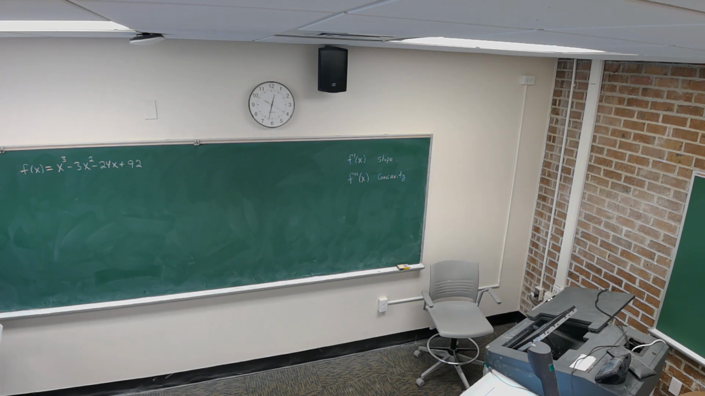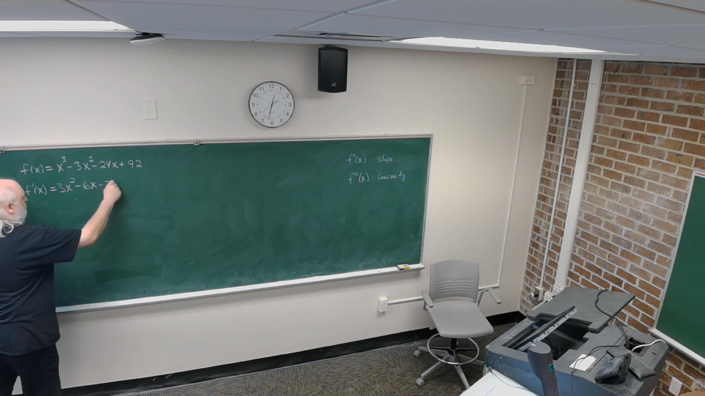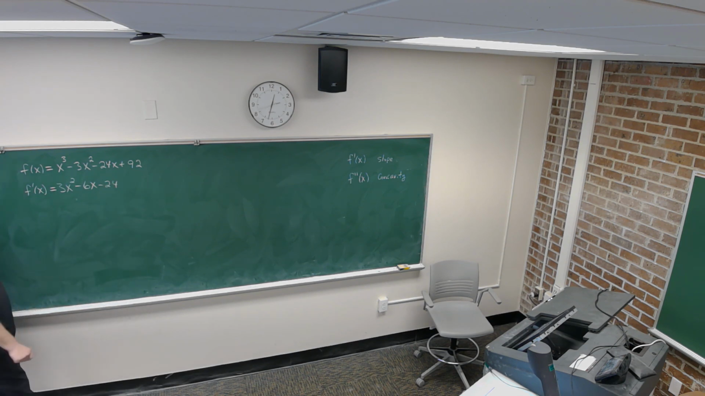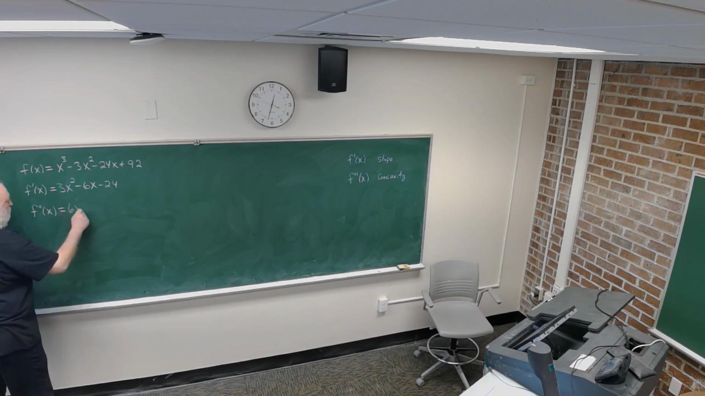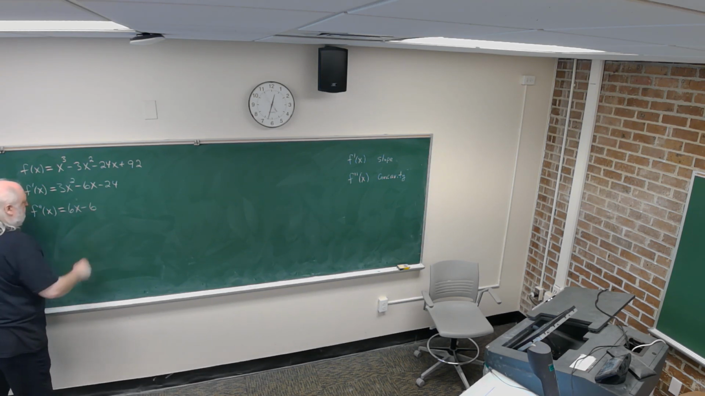And so we have to do something similar in finding the intervals where the graph is concave up and concave down. We have to calculate the second derivative. To do that, first you calculate the first derivative. So f prime of x is equal to 3x squared minus 6x minus 24. Then to get the second derivative, we differentiate the first derivative, which is 6x minus 6.